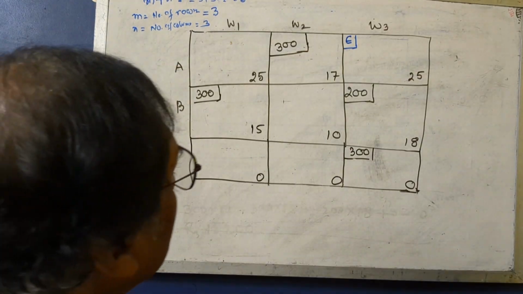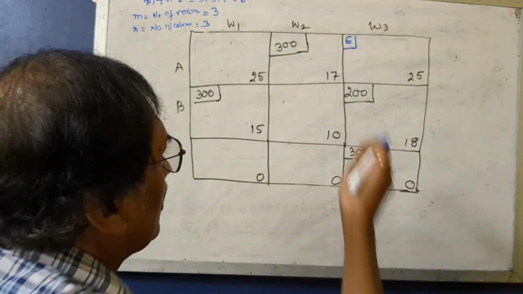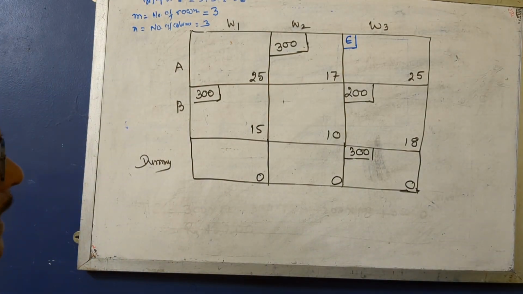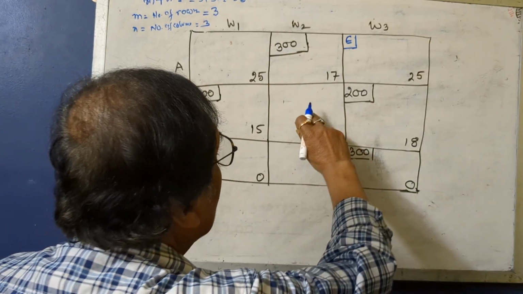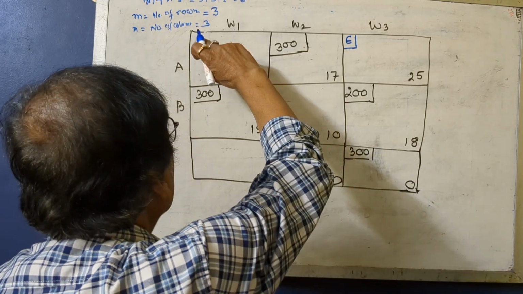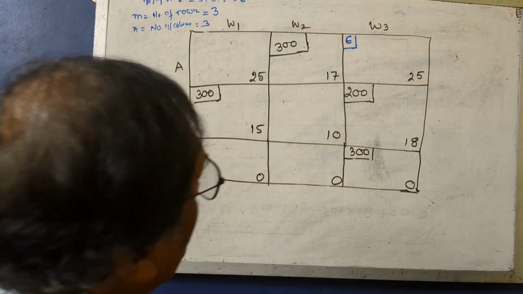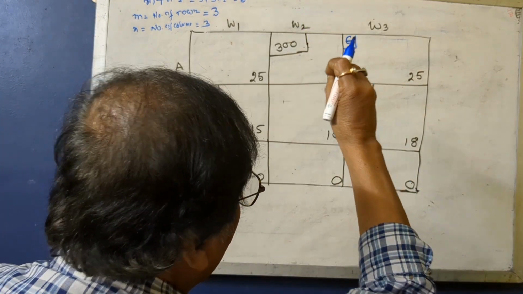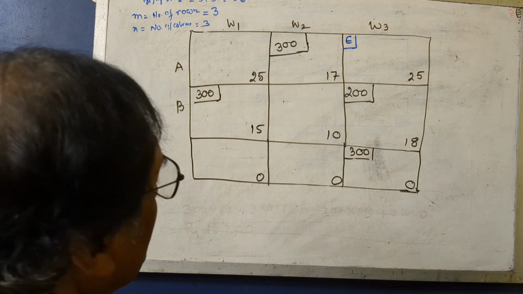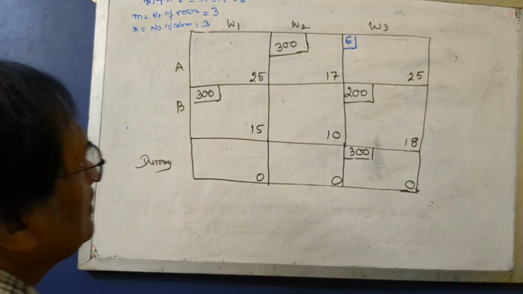I think it is clear. Epsilon is a very small quantity in comparison to the other allocated values. Now you will say, sir, why have you put it here? Why have you not put it here, or here? The rule is you have to put this epsilon, a very low quantity, in such a way that no square should be formed by the basic allocations.